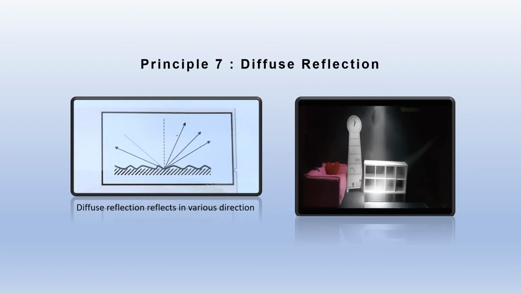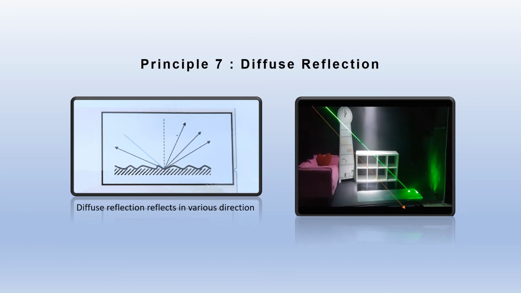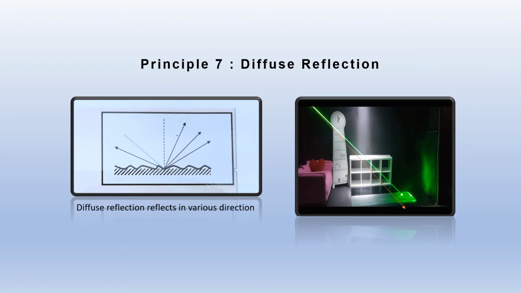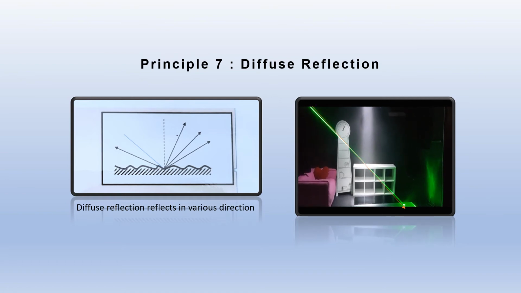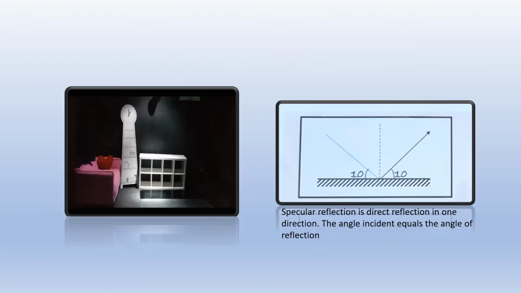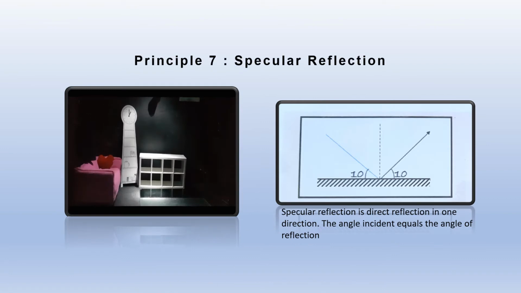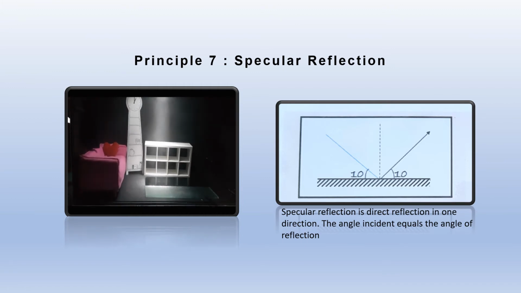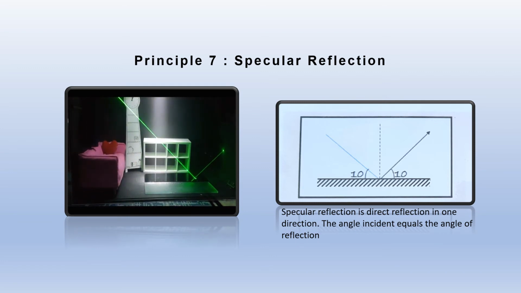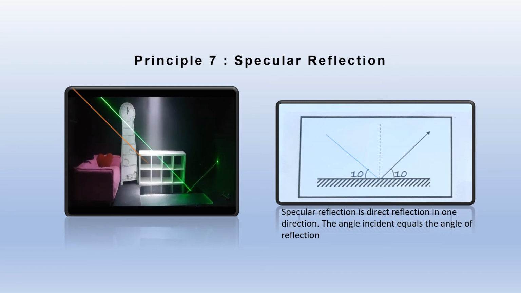Principle number 7. This principle has 2 reflections. The first one is diffuse reflection. Diffuse reflection reflects in various directions. The second one is specular reflection. Specular reflection is direct reflection in one direction. The angle of incidence equals the angle of reflection.